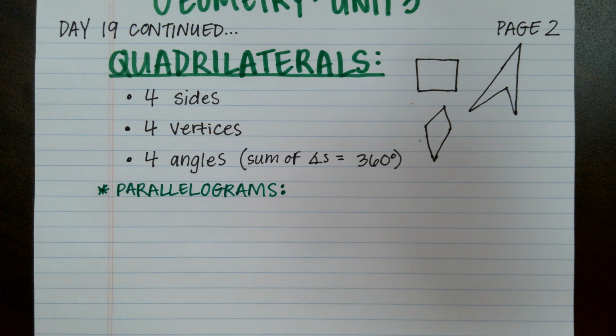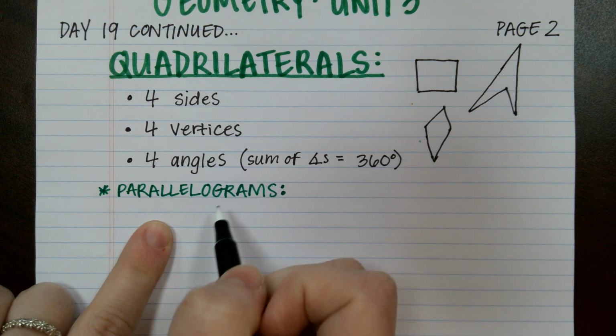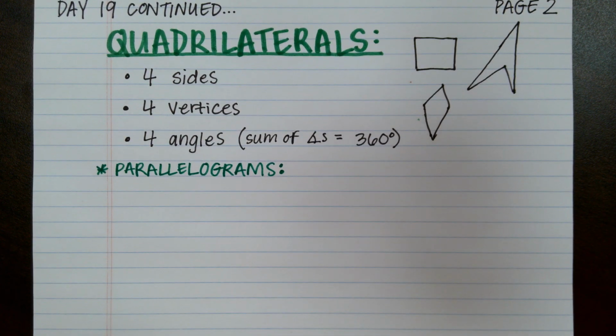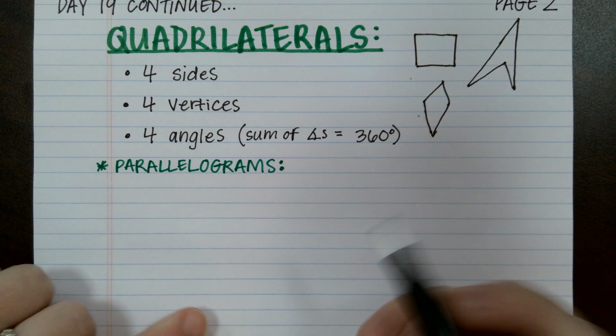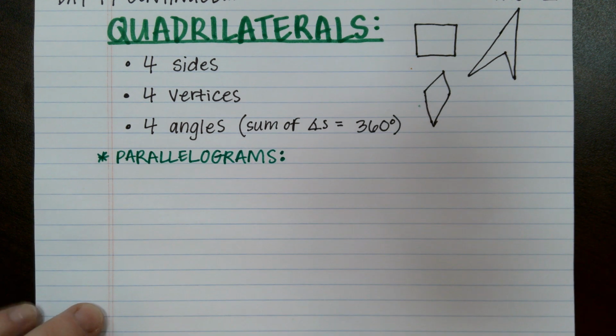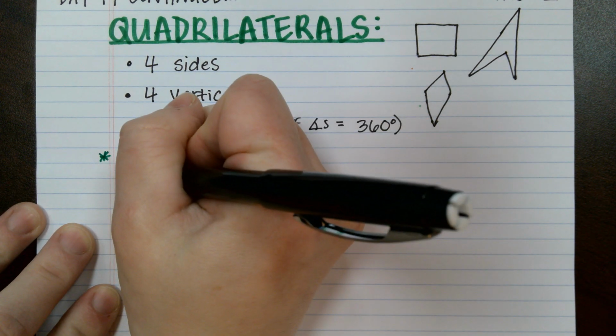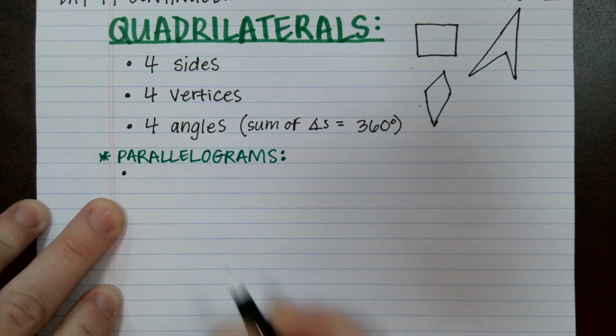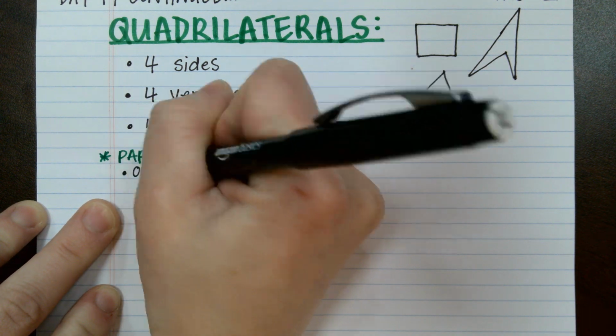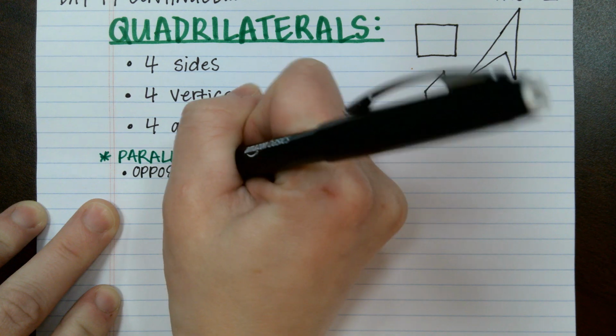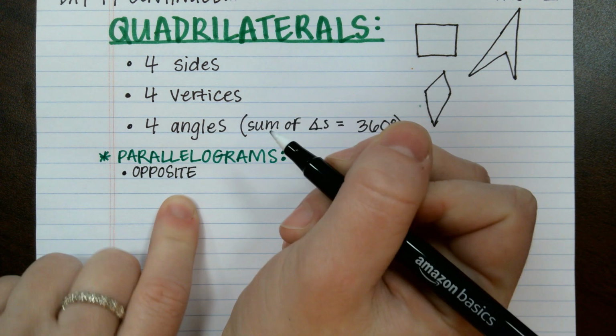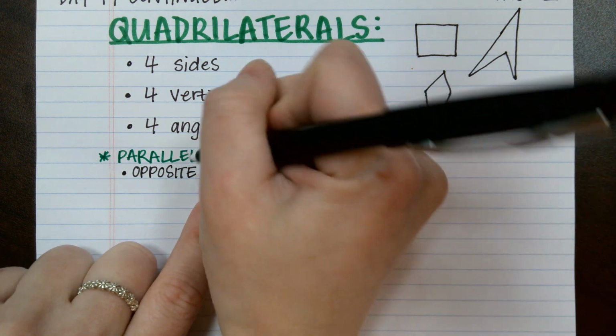So can a parallelogram have 5 sides? No, because it's a quadrilateral. It has to have 4, always. So here are your requirements for a shape to be a parallelogram. And then we'll draw a picture afterwards. So in order for a shape to be considered a parallelogram, opposite sides, sorry guys, we do have a lot of notes today. We're learning a lot of different terms.